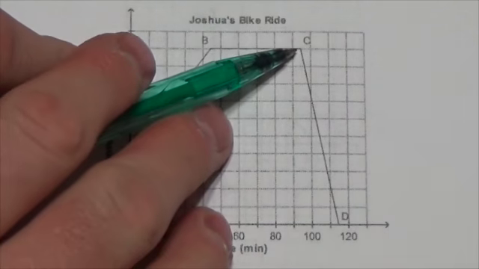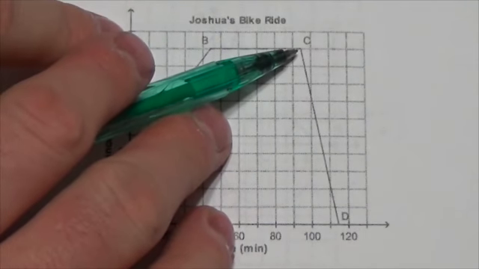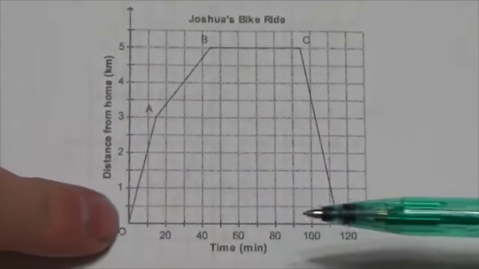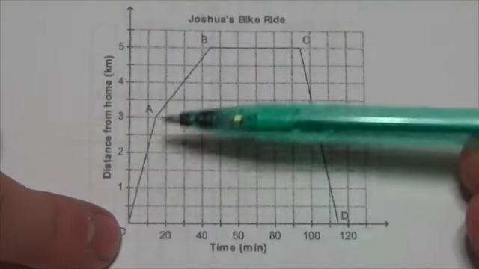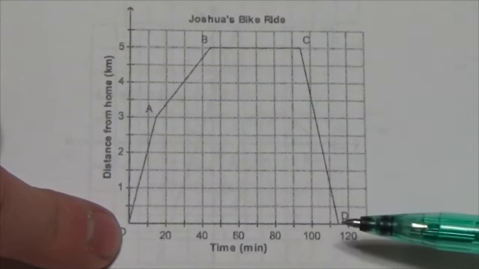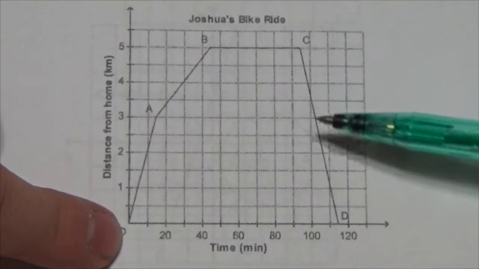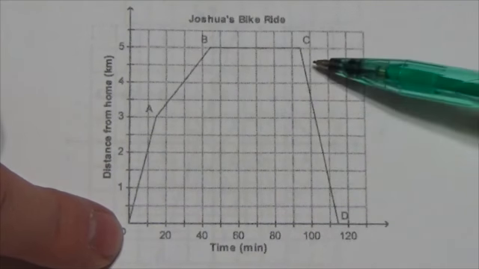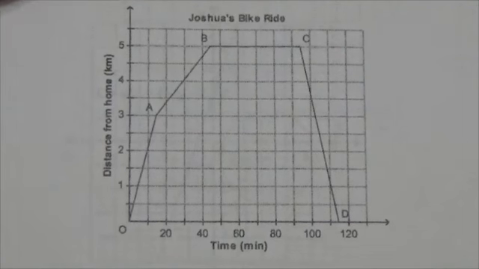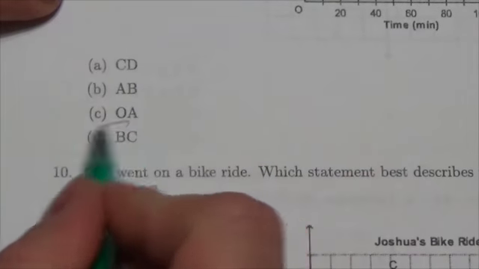And then C to D represents motion backwards. So think about the x-axis as being home: moving away, stays, and then moves back. You can see here distance is changing over time. So again, this represents a trip. So the answer we're looking for has got to be B to C.